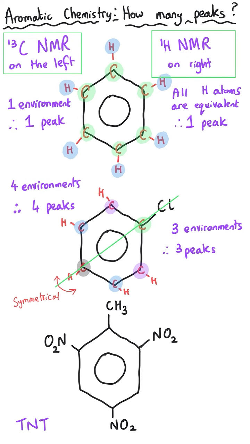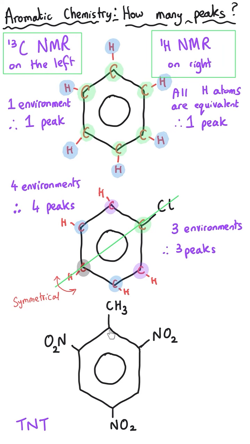But the other three environments would still be there, and for the exact same reasons, there would be three environments in the proton NMR spectrum. If we take a look at the bottom one, we have actually got 7 carbon atoms here, and so we could have as many as 7 peaks in the carbon-13 NMR.